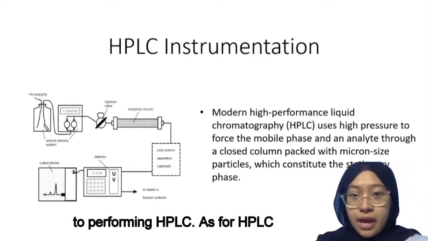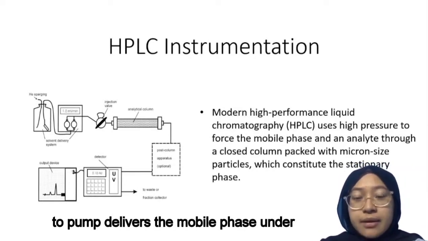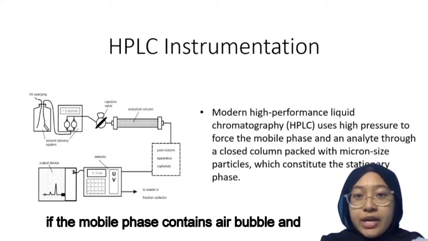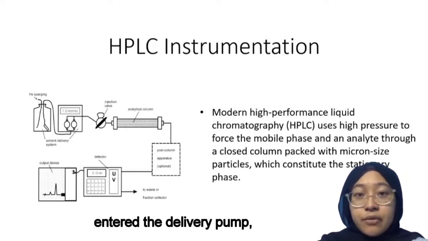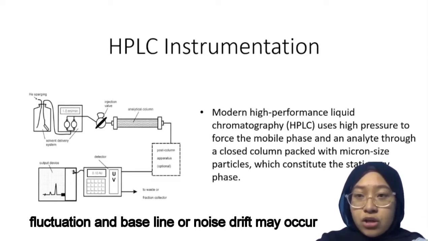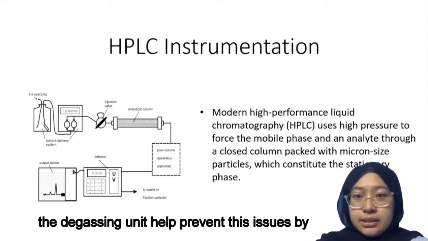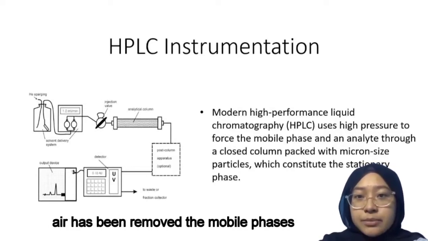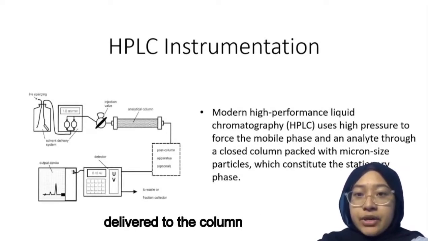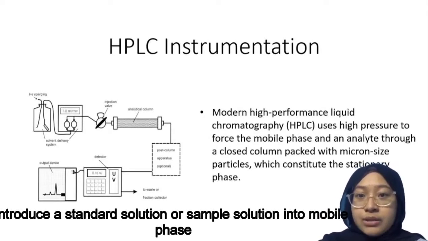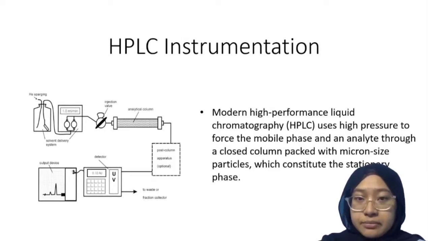As for HPLC, the pump delivers the mobile phase under the standard atmospheric pressure in which we live. If the mobile phase contains air bubbles that enter the delivery pump, troubles such as flow rate fluctuations and baseline noise or drift may occur. The degassing unit helps prevent this issue by removing air bubbles in the mobile phase. After the dissolved air has been removed, the mobile phase is delivered to the column. The sample injector then introduces a standard solution or sample solution into the mobile phase.